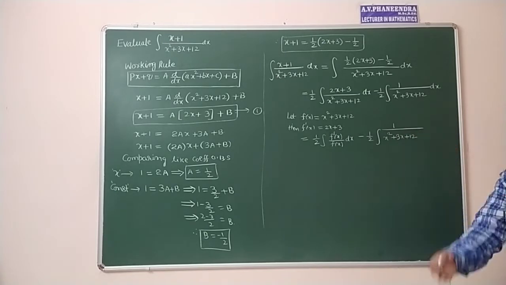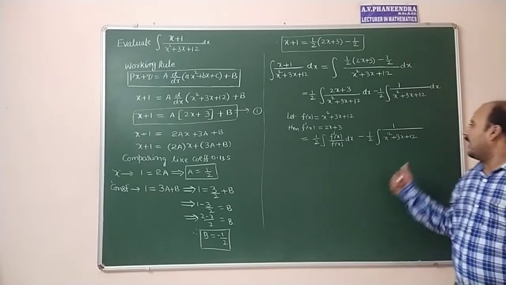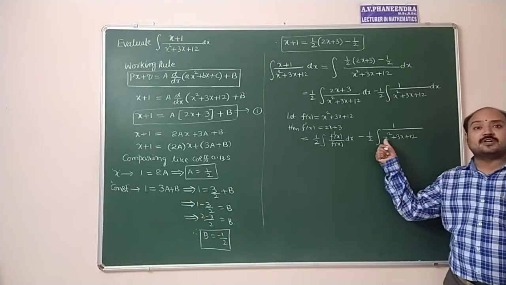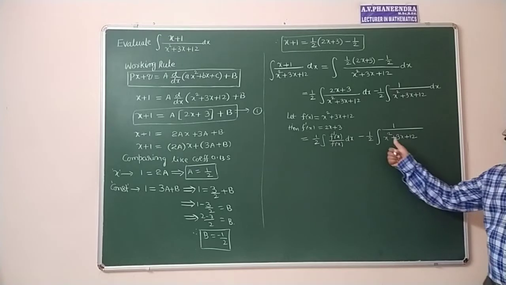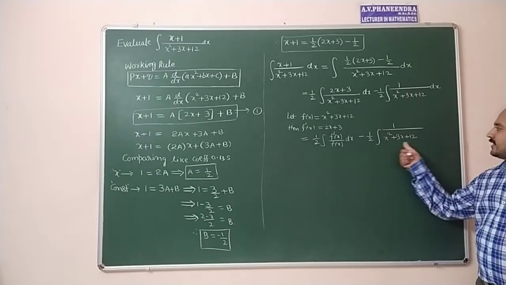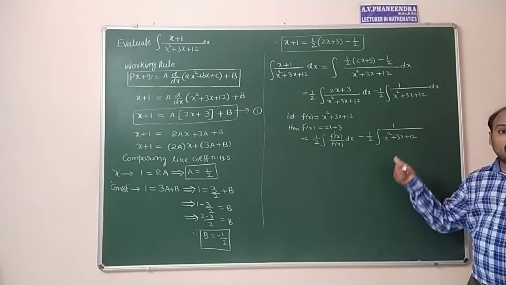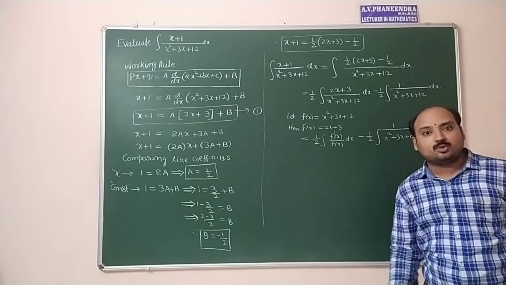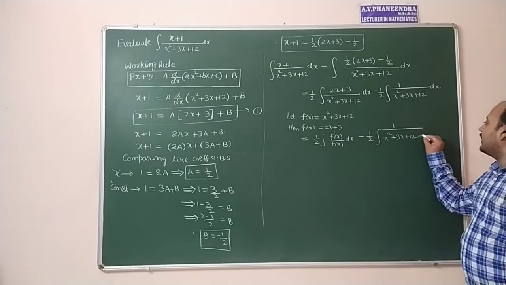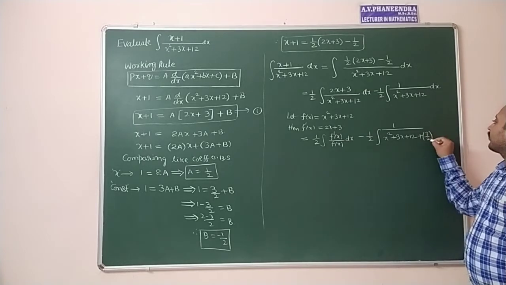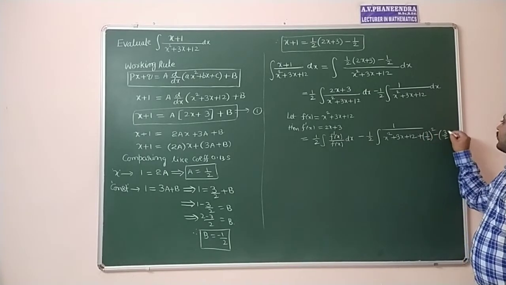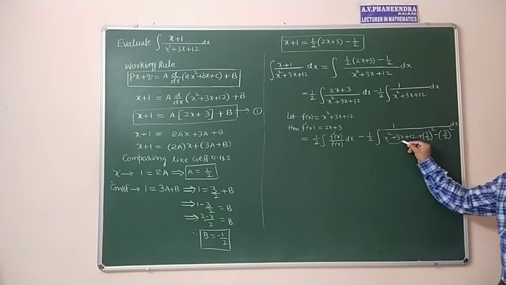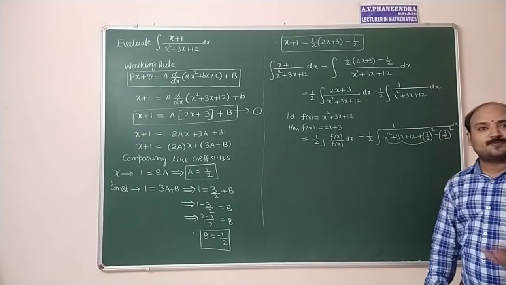To make the perfect square, what is the procedure? Adding and subtracting half of the x coefficient when x square coefficient is 1. So here already x square coefficient is 1. Adding and subtracting the square of half of x coefficient. Here x coefficient is 3, in that half is 3 by 2. 3 by 2 whole square. We are adding and subtracting into dx.